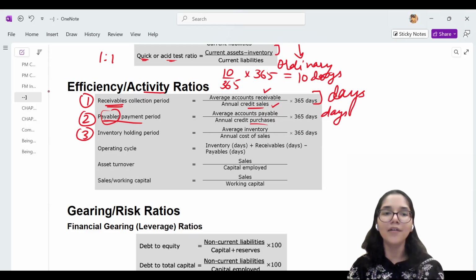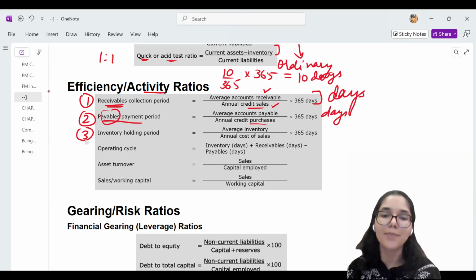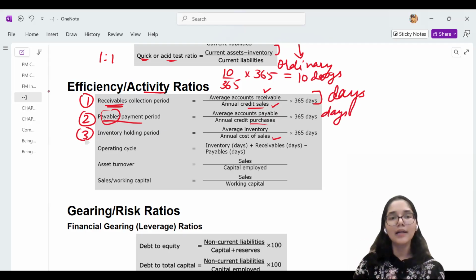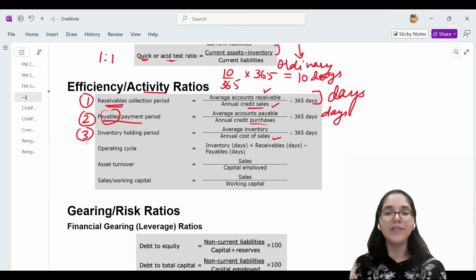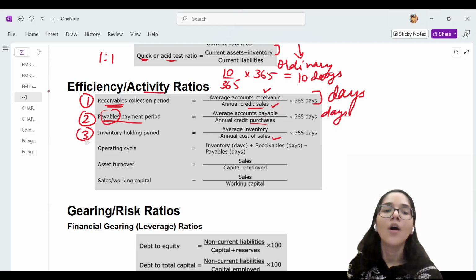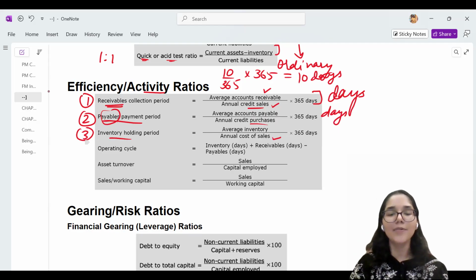Why do you have inventory? Because you bought the raw material, you did the production process. So the cost of sales represents the money that you spent in building that inventory. So inventory divided by the cost of sales into 365 will give you the inventory holding period. What does it represent?